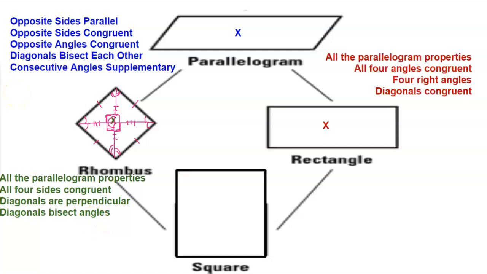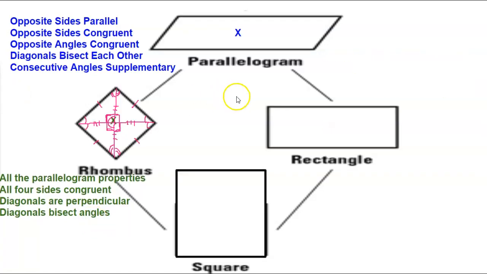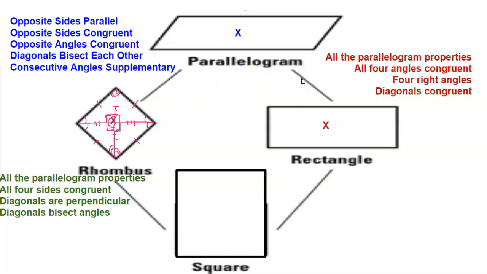Now, for a rectangle, it is still a parallelogram. So it has all of the properties of a parallelogram. It also has all four angles congruent. So notice, rectangle and rhombus are kind of on the same level in the parallelogram family tree. Here, all four sides are congruent, but in a rectangle, all four angles are congruent.